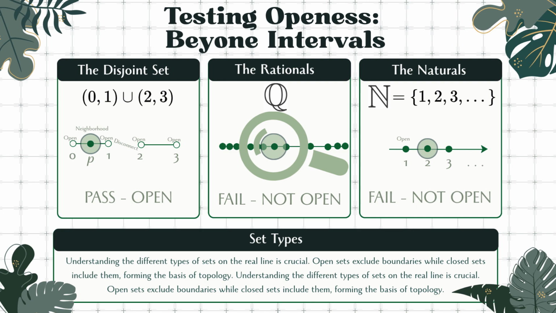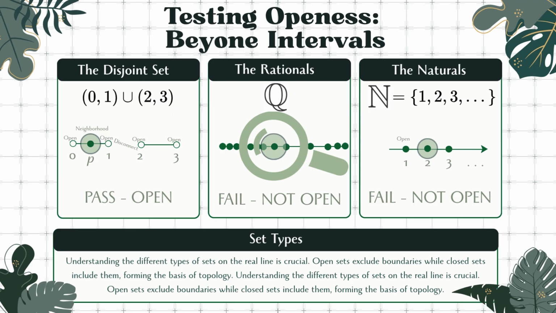Take any point in the set. Ask, can I draw a neighborhood around that point that remains completely inside the set? For the union (0, 1) ∪ (2, 3), the answer is yes. Every point has a neighborhood contained in one of the intervals. Therefore, the set is open.